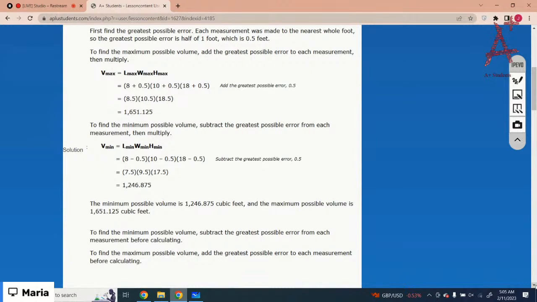So to find the maximum possible volume, add the greatest possible error to each measurement. So to calculate the maximum possible volume, you have to add 0.5. Got it? So it would be 8 plus 0.5, 11 plus 0.5, then you have 18 plus 0.5. Got it? Then you have to multiply all the measurements, them. Got it?